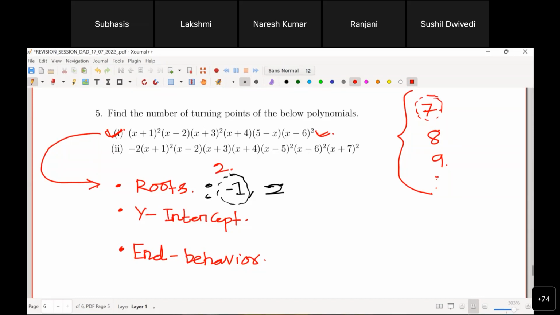Okay, so the multiplicity is 1. The next root is 3, and the multiplicity of 3 is 2. And the next one is -4, and the multiplicity of -4 is 1. Correct. And the next one is 5, x minus 5, which is basically 5, and the multiplicity of 5 is 1.